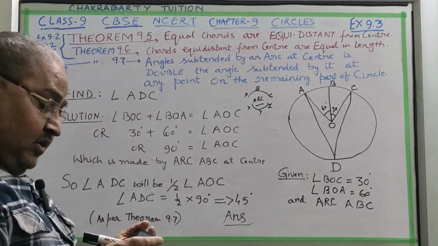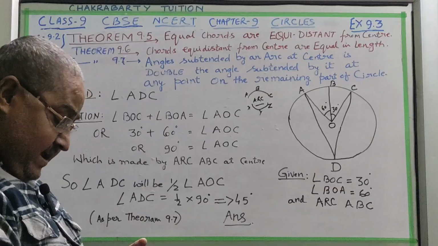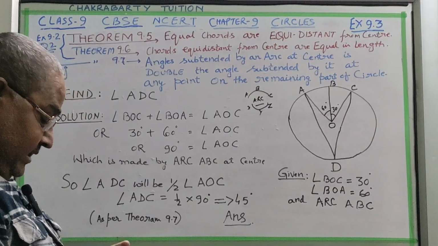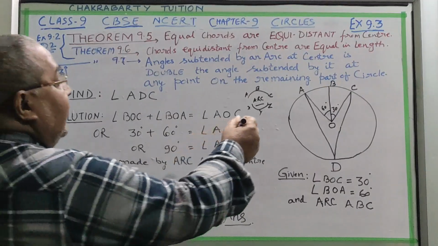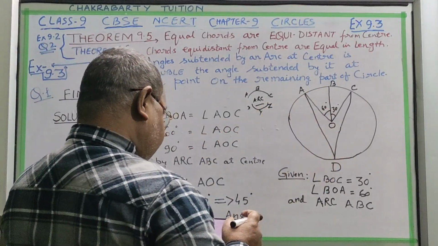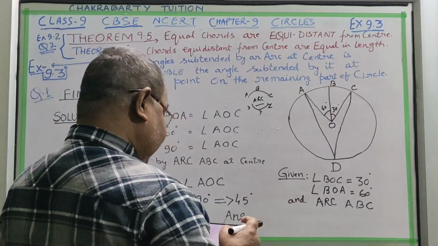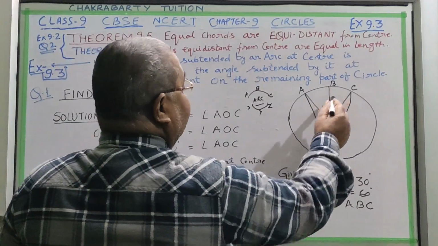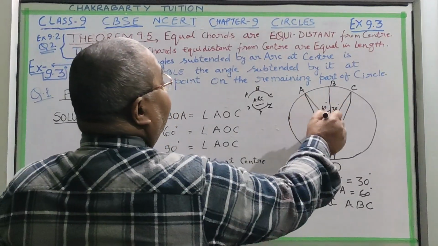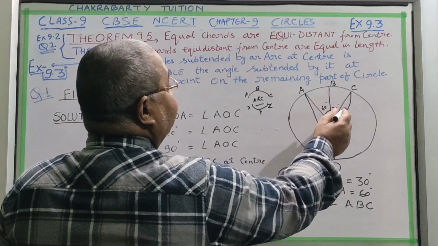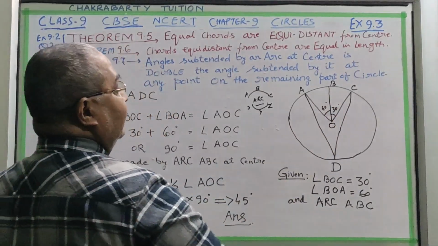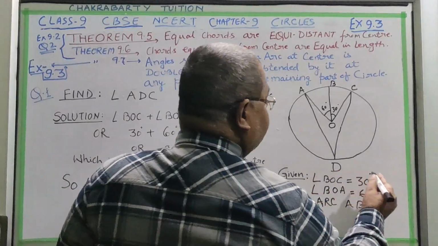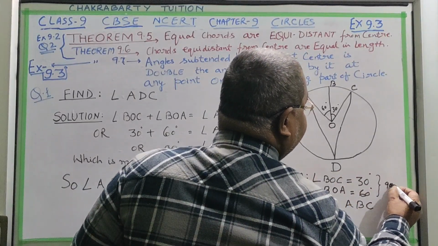Question number 1 is saying, this diagram is given in the book, figure 9.23. A, B, C are three points on a circle with center O. Angle BOC is 30 degrees, and AOB is 60 degrees. It means altogether it is 90 degrees.